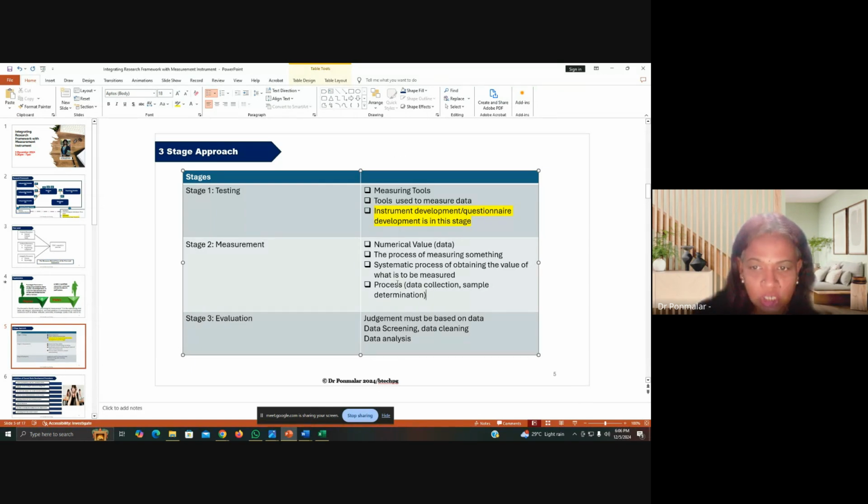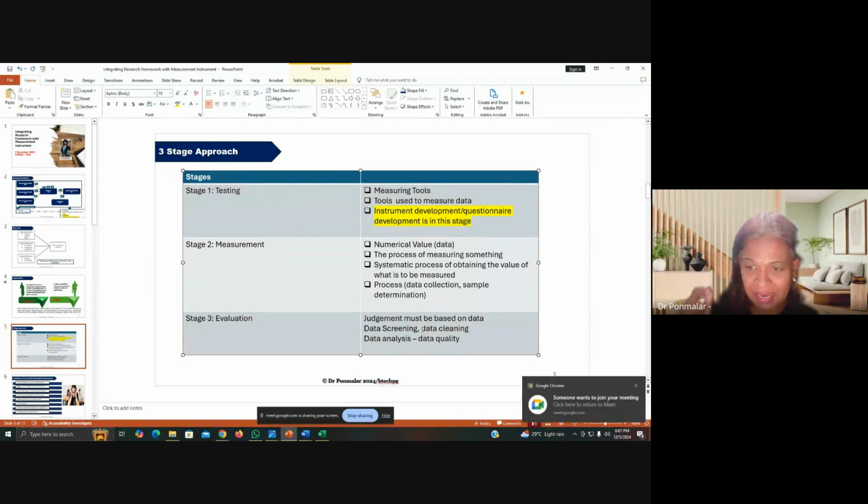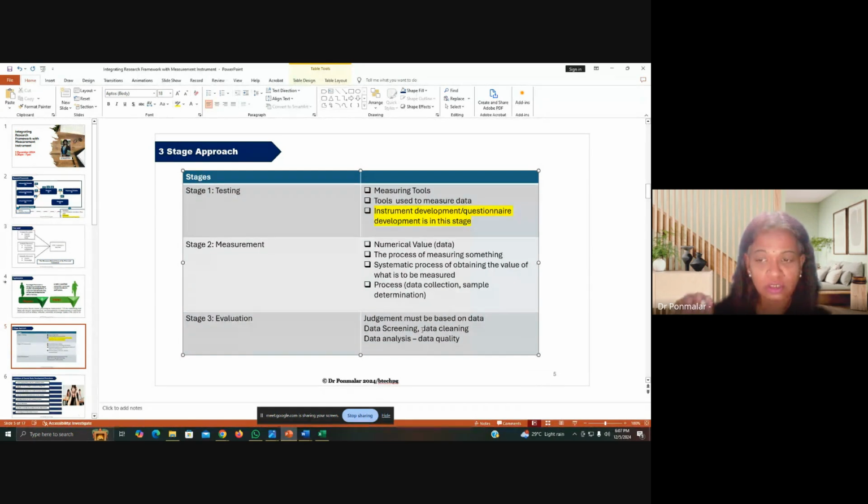So once the data is collected, what do we do? Data is just numbers unless we analyze it. If we don't analyze it, we won't understand, right? Then stage 3 comes into evaluation. Judgment must be based on the data. When you have the data, you cannot jump straight into analysis. You need to do data screening and data cleaning, and only then come to data analysis. Data analysis will be impacted very badly if your data quality is poor.